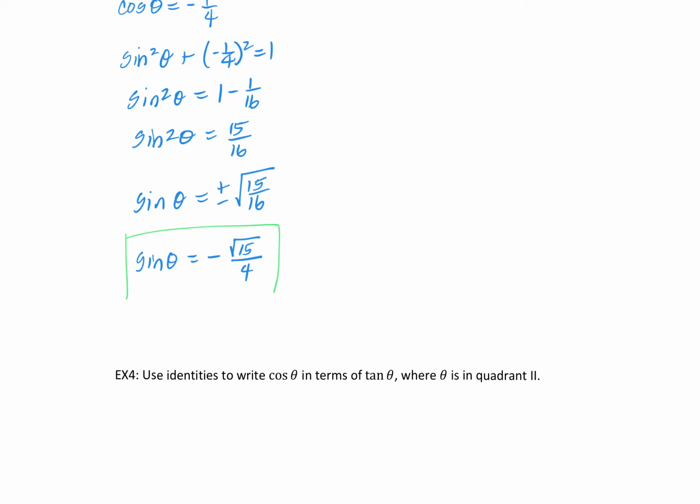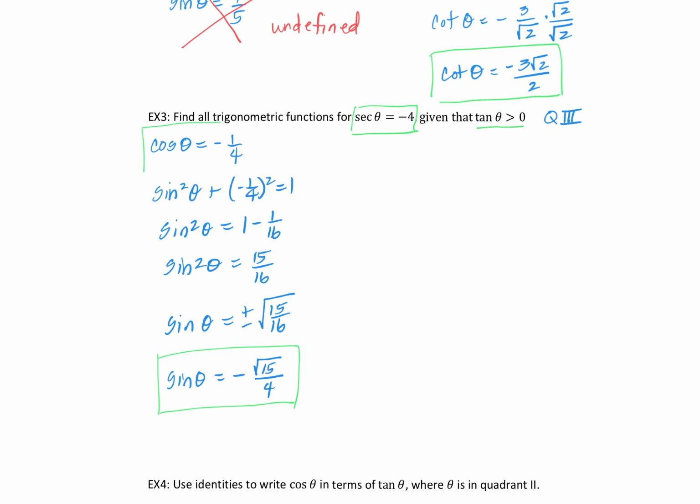So we have sine. Secant was given. We have cosine. And once we have sine, we have cosecant, because cosecant of theta is the reciprocal of sine, so it's going to be -4 over the square root of 15. And then we have to rationalize, which means cosecant of theta is going to be -4 square root of 15 over 15.